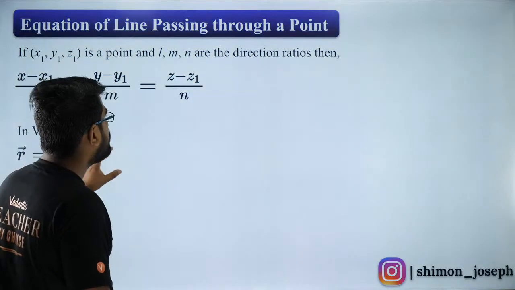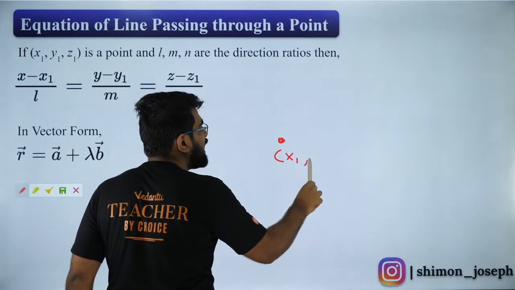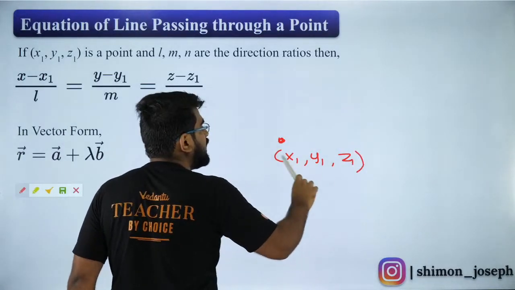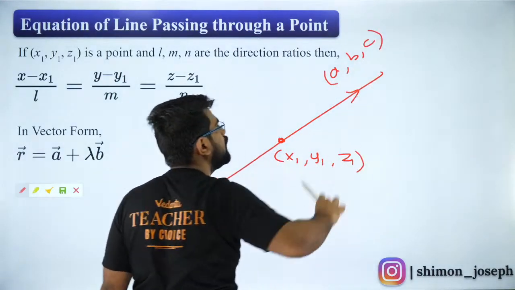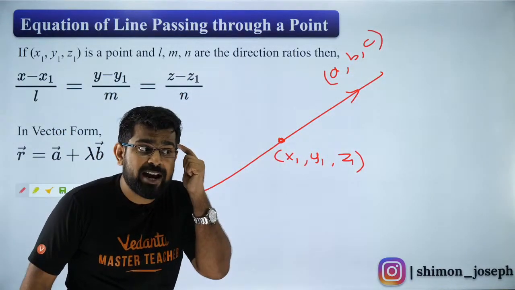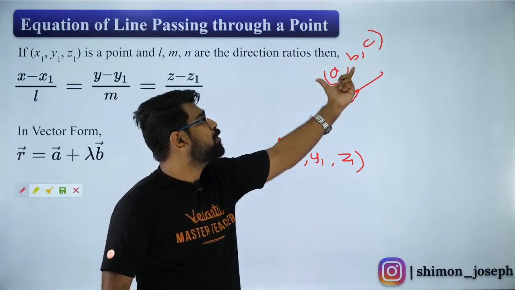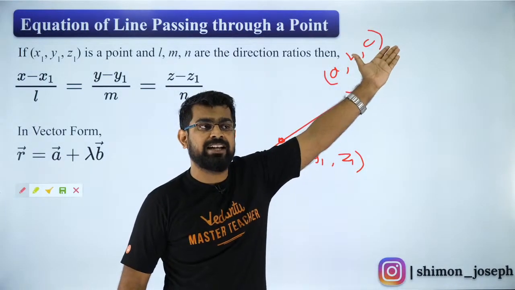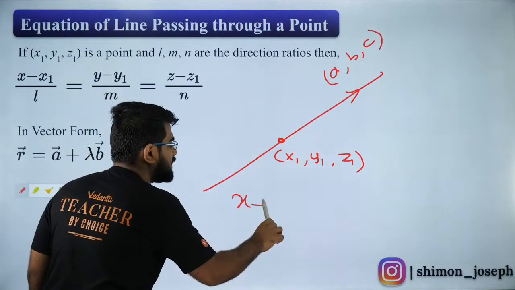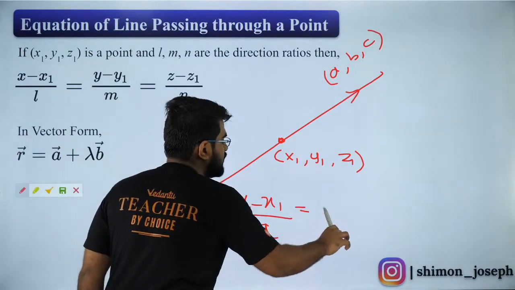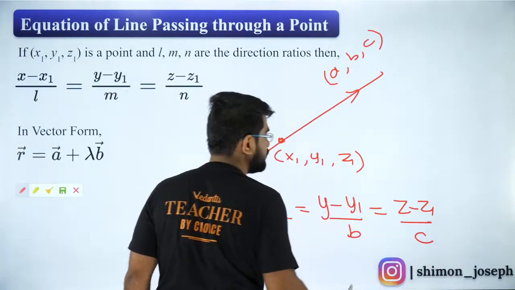Everybody pay attention. If you are given a point, let's say you know this point. I know that my line passes through this point and it has a direction ratio of A, B and C. So if you know one point on your line and if you know the direction ratio of this line, then you are done with it, my dear students, because the equation of the line is nothing but x minus x1 by A, which is equal to y minus y1 by B, is equal to z minus z1 by C.